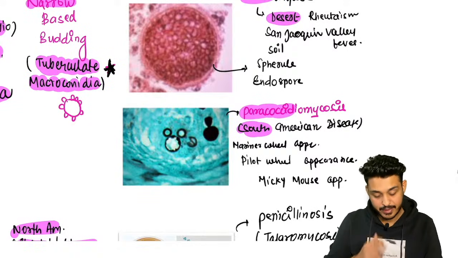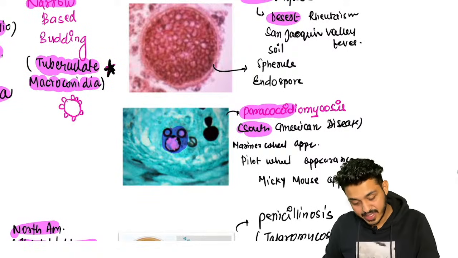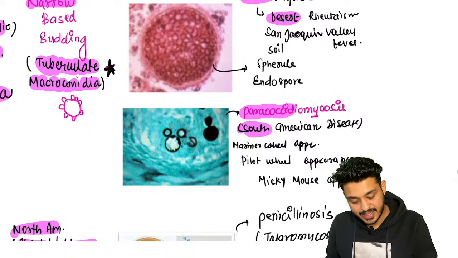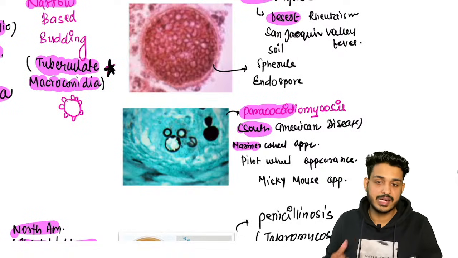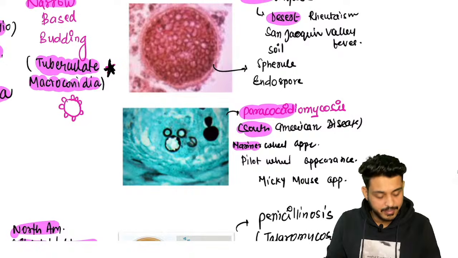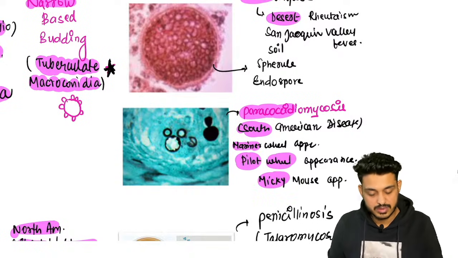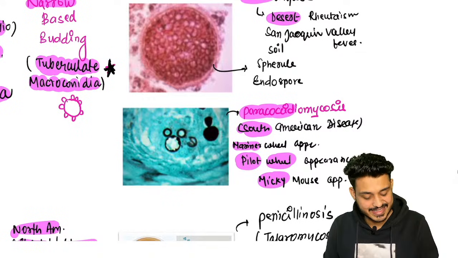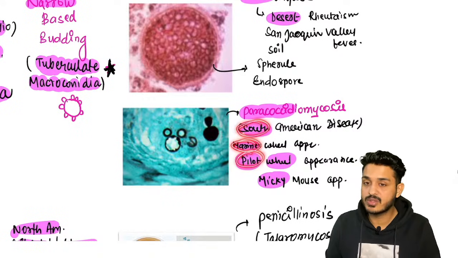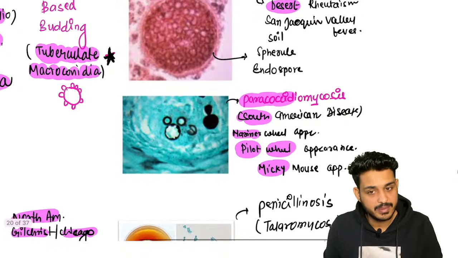in South America you will find like Mickey Mouse is living there, right? So Mickey Mouse appearance is going to be there, mariner wheel appearance is going to be there, pilot wheel appearance is going to be there. This is how you will reach South America. So this is going to be what? South American disease, pilot wheel appearance, Mickey Mouse appearance, and mariner wheel appearance.